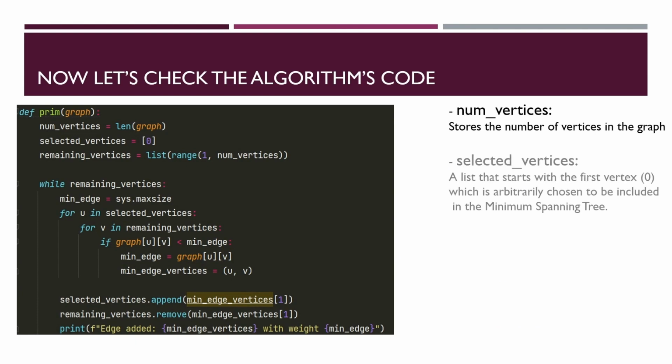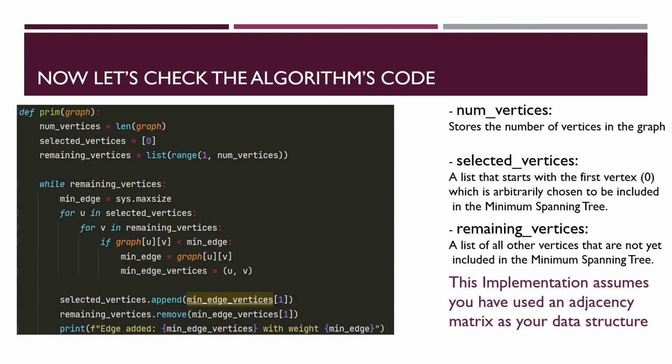Now, for the pseudocode of the algorithm itself, it needs 3 variables: num vertices, selected, and remaining vertices. The num vertices, of course, stores the number of vertices in the graph itself. The selected vertices is a list that starts with the first vertex, or the start node, and the remaining vertices contains a list of all the other nodes. It loops around the remaining vertices and picks a variable minimum edge and sets it to a very high value. Then it loops through the selected vertices, and inside of that loop it loops through the remaining vertices, and then picks each graph entry.